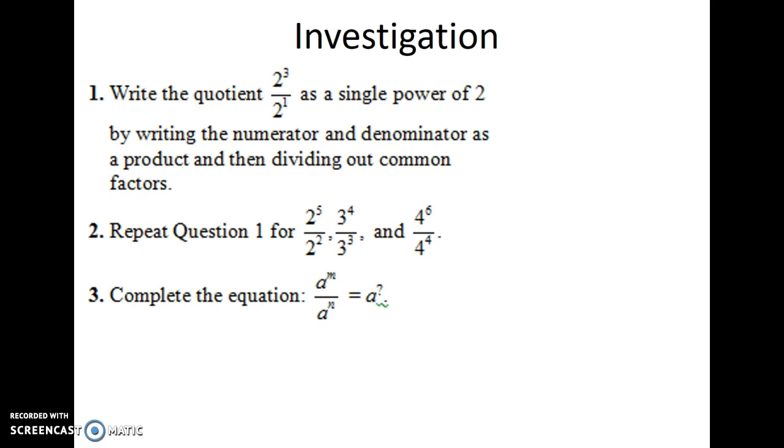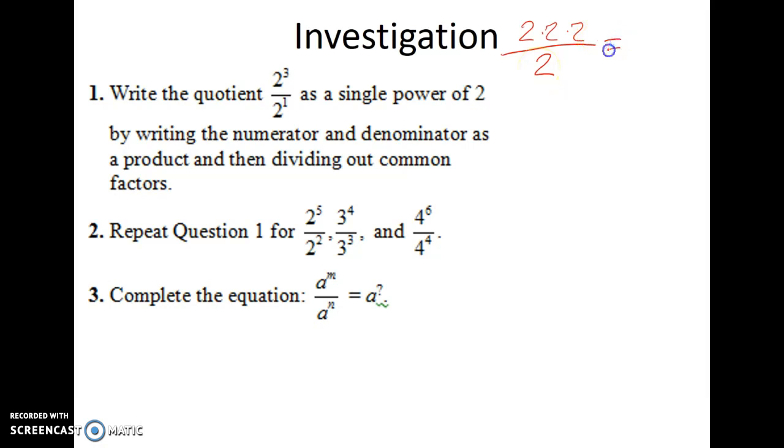This is not in your book, but this will help us understand how anything with quotients works and to figure out the rule without looking it up. If we write everything out using its products, we can see that this first one will be written out as 2 times 2 times 2, and that is all over 2 to the first power. So we have 3 2's on top, and there's 1 2 on the bottom.